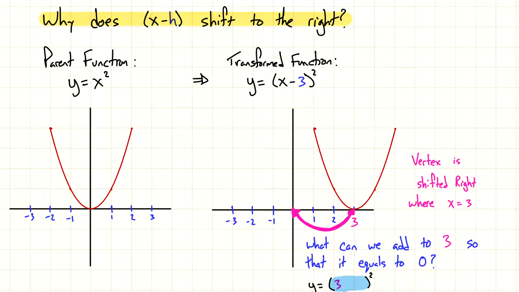So here's the parent function, y equals x squared. All right, here's our quadratic. I guess I should have written parent equation. When I use the term parent function, I'm really talking about the name. Parent equation would be this, y equals x squared.